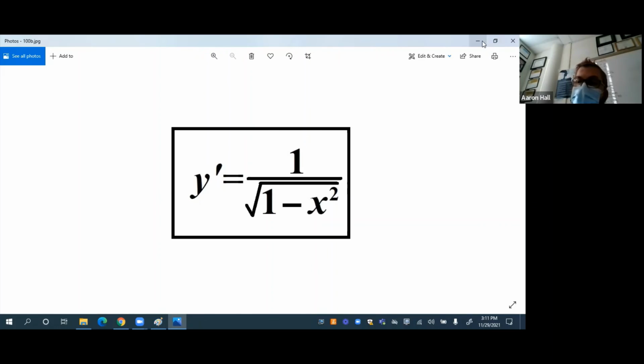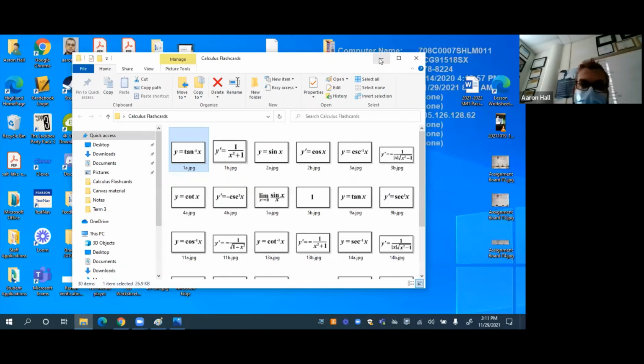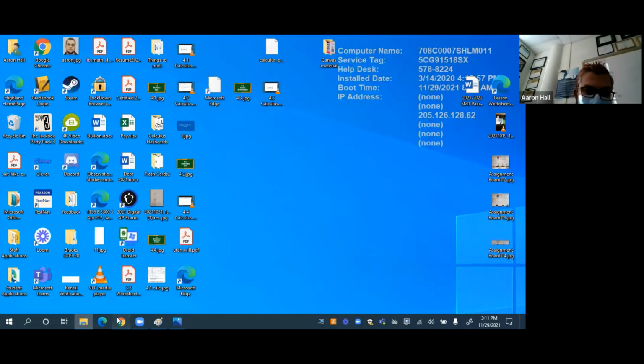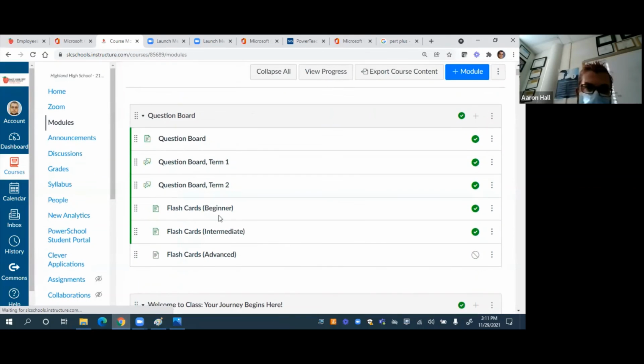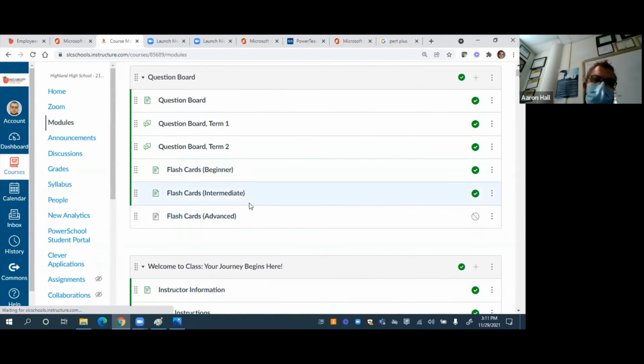Okay, that's it. If you have not learned these yet, I highly recommend that you go to the very top of the page, the first module under question board. I have the first 2 videos, the beginner level and the intermediate level. The intermediate level has all those inverses. The beginner doesn't have those inverses yet. So if you haven't learned the first ones, I suggest that you work on the beginner level first and then the intermediate before we start doing the advanced.